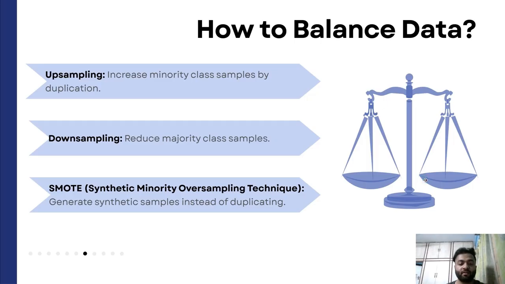Instead of copying data, SMOTE creates new synthetic samples based on existing ones. For example, if female users are underrepresented in a recommendation system, SMOTE generates synthetic female profiles based on existing user data. Resampling ensures that a machine learning model doesn't develop biases towards the majority class.